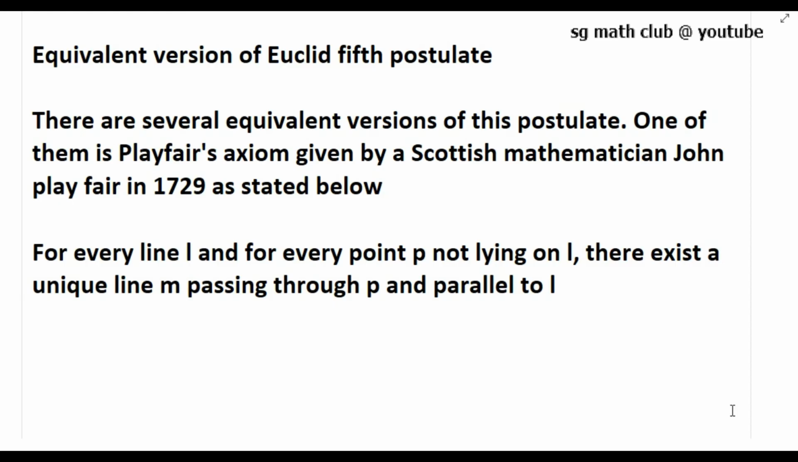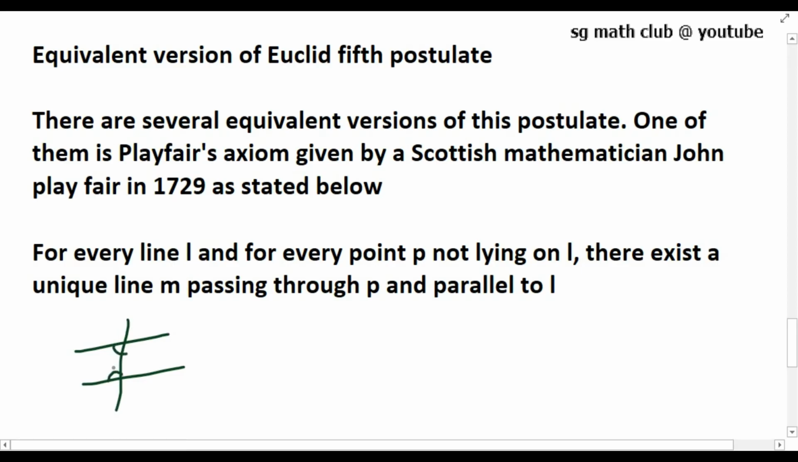So Euclid's fifth postulate says that intersection of lines will not take place when the sum of the measures of interior angles on the same side of the falling line is exactly 180 degrees. We have seen that. If the sum of interior angles on the same side of the falling line is more than 180, then these two lines will not meet. And if the sum of interior angles is less than 180 degrees, then these two lines will meet if you extend them. So there are several equivalent versions of this postulate.